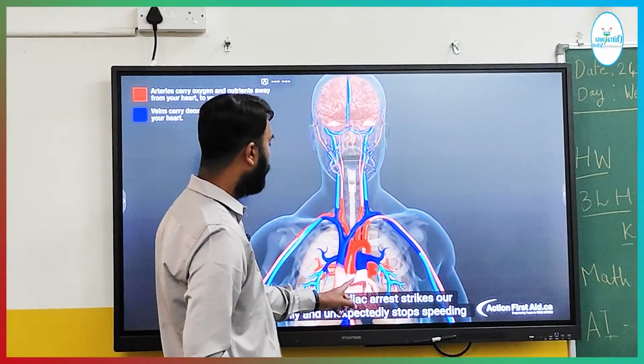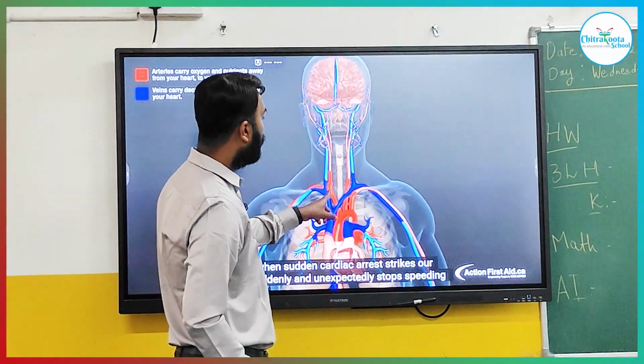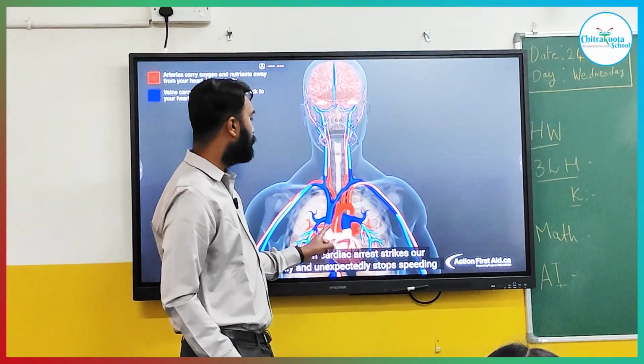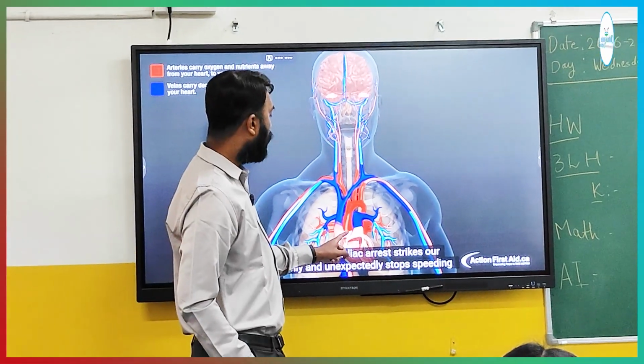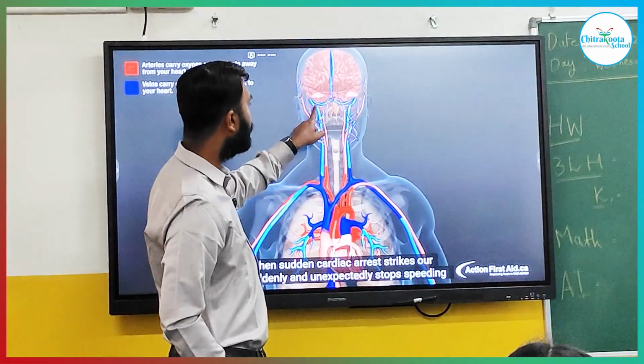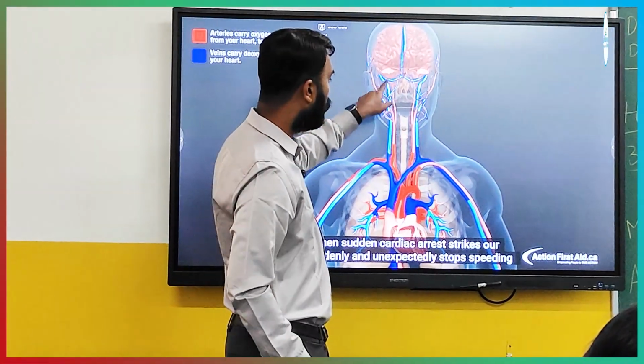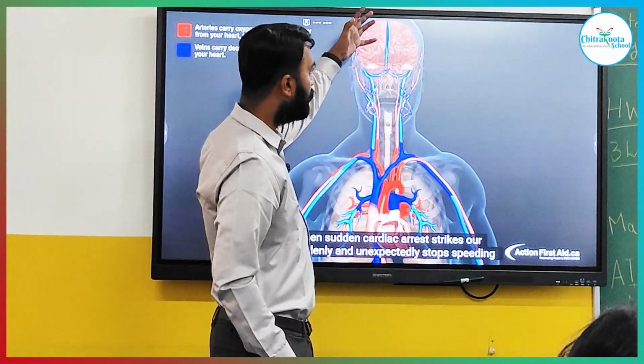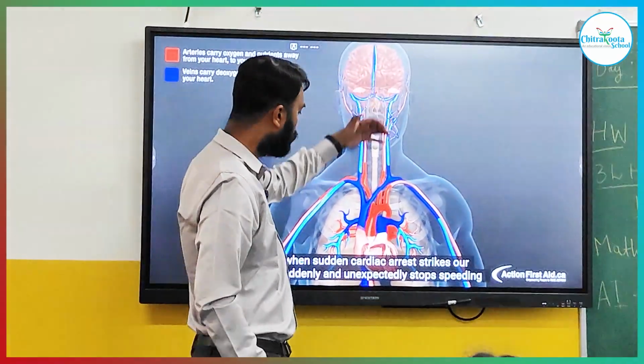This is the heart and the red color is the oxygenated blood and this is the aorta. And from the heart, the oxygenated blood reaches the brain. Okay, and the deoxygenated blood, these blue things, these are the veins. So the deoxygenated blood from the brain comes to the heart.